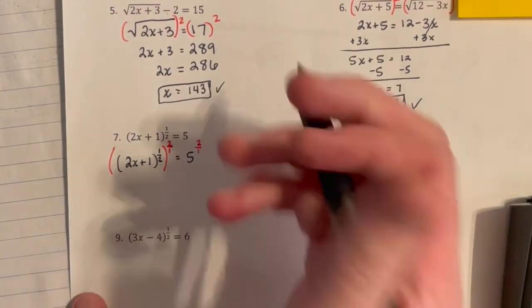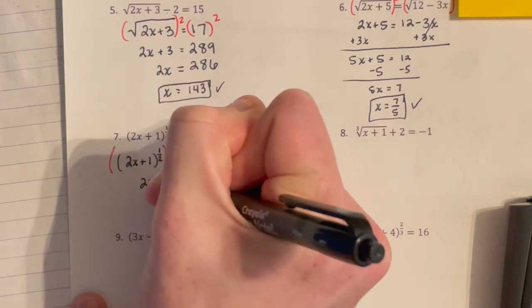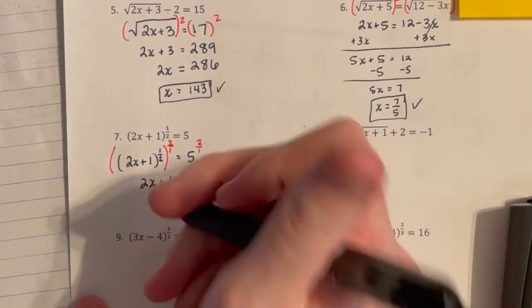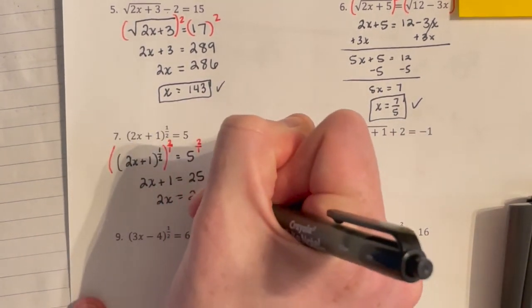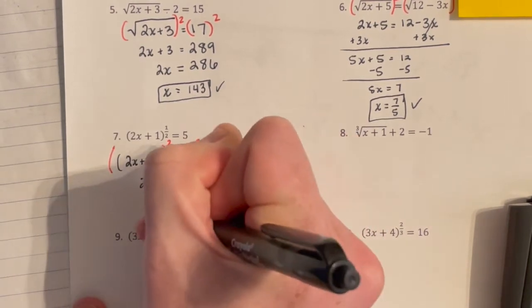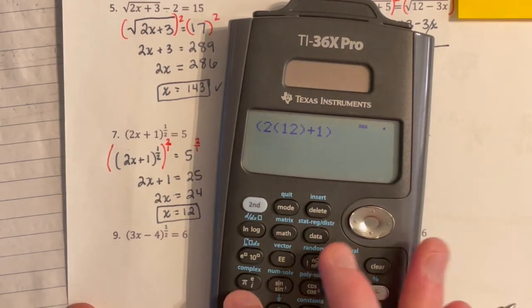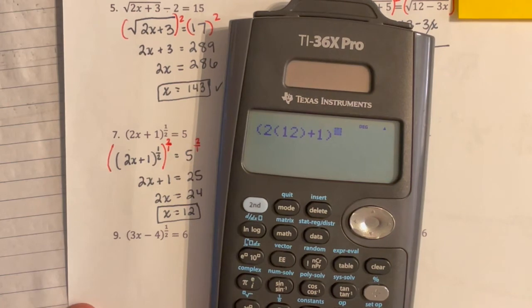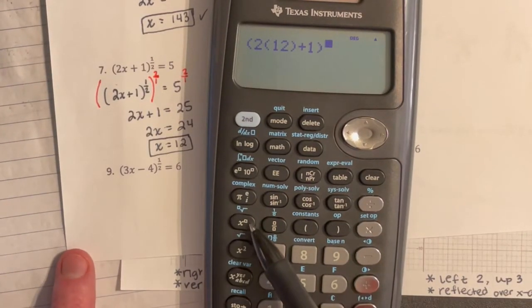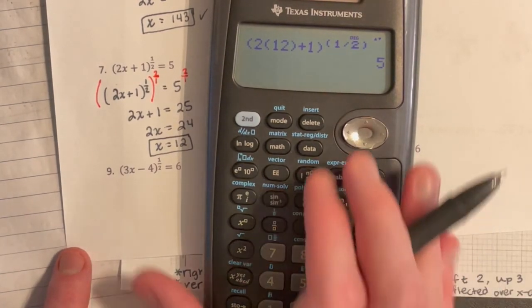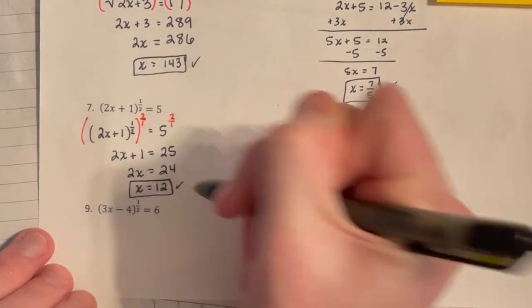Because they are reciprocals, they cancel each other out, and I'm left with just 2x plus 1 equals 25, because 5 squared is 25. Now, subtract 1, get 24, divide by 2, and we get 12. We can still check our work. 2 times 12 plus 1, that whole thing I put in parentheses because that whole thing is to the 1/2 power. So you have the little exponent button that is to whatever power we want it to be. I want to make it a fraction, so 1/2. It still gives me a 5. All right, so we know that worked.